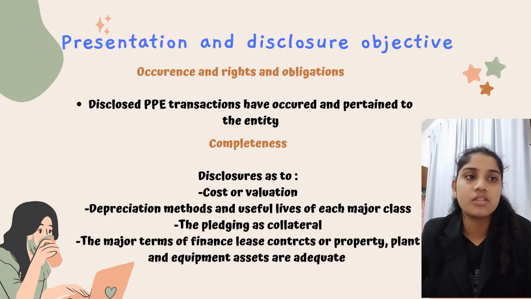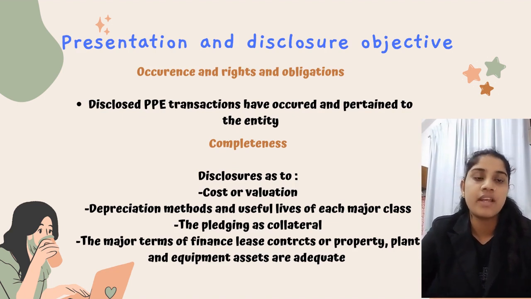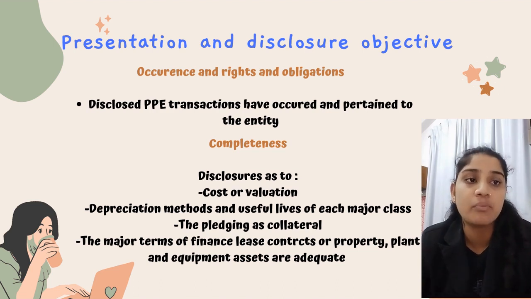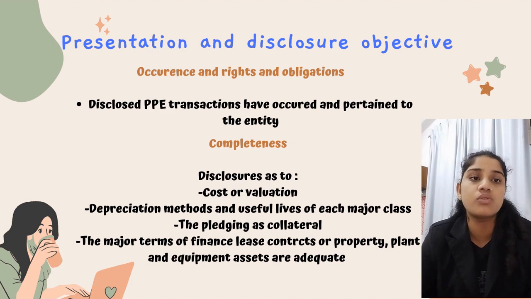Next is the presentation and disclosure objective, which is occurrence and rights and obligations. Okay, first, disclosed plant, property, equipment transactions have occurred and pertain to the entity. That means all the disclosed plant, property, equipment transactions have to have occurred and also pertain to the entity.